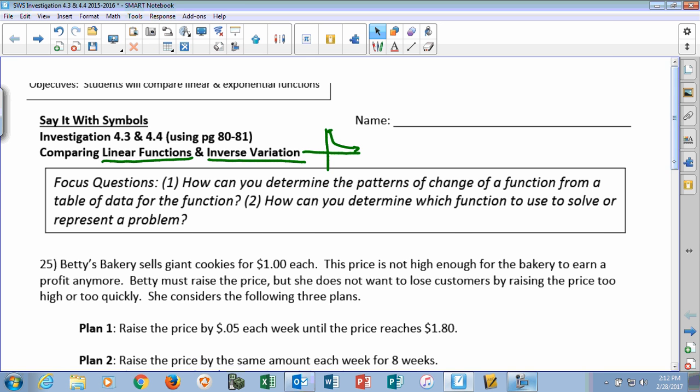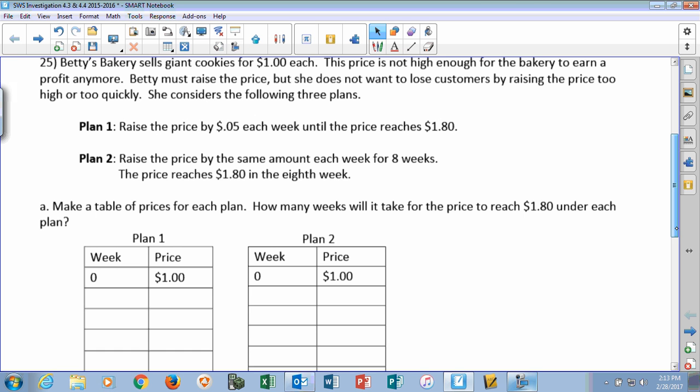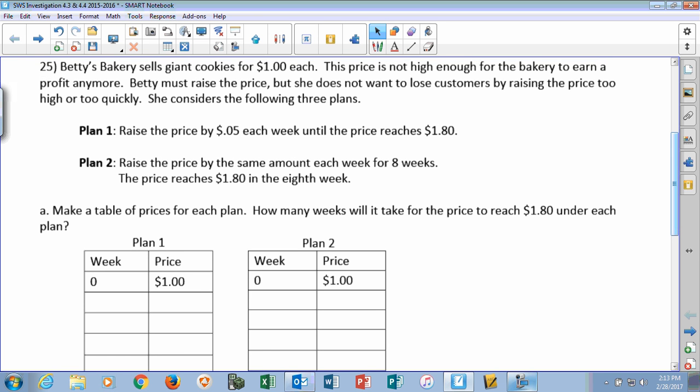So our first scenario is Betty's Bakery here. They sell giant cookies for $1 each. All right, this price is not high enough for the bakery to earn a profit anymore. So they obviously have to raise their price, or why make a cookie that you don't make any money on? That doesn't make any sense, right? So Betty must raise the price, but she doesn't want to lose customers by raising the price too high or too quickly. You just go from $1 to I'm gonna charge you $8 a cookie. People are gonna go, see you later.